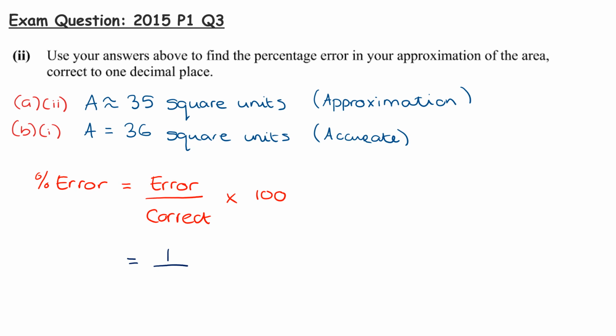We're just going to think of it as the error. So the approximation was 1 unit out over the correct answer. This is where it gets tricky, because students are very good at putting the error over something, but it's what's the something. So it's always over the correct. So that's going to be over 36.